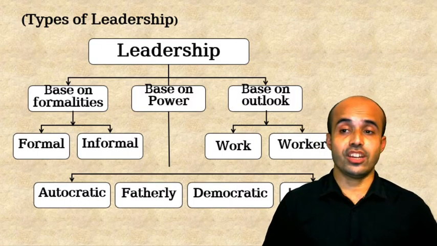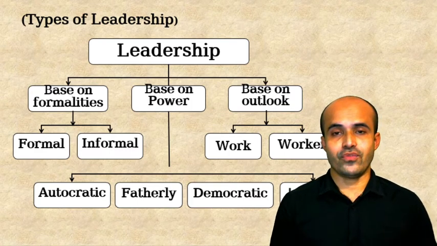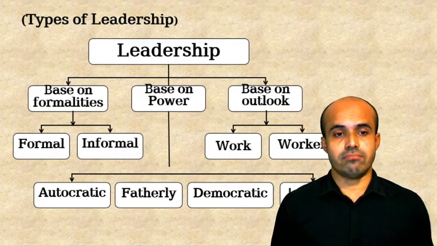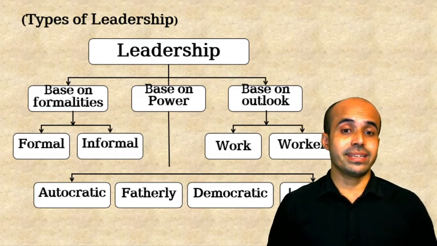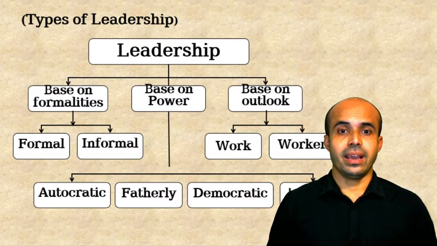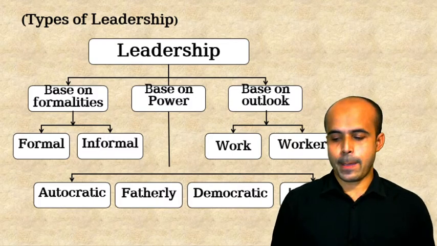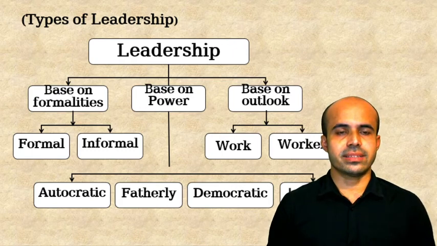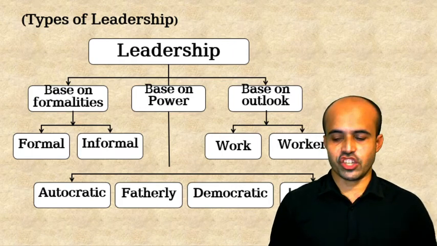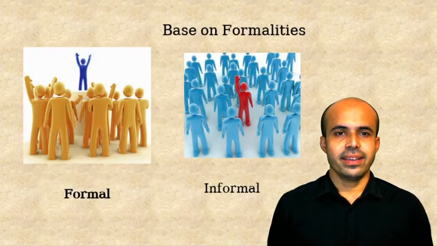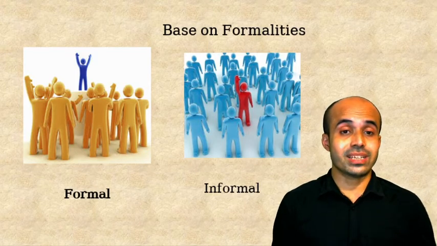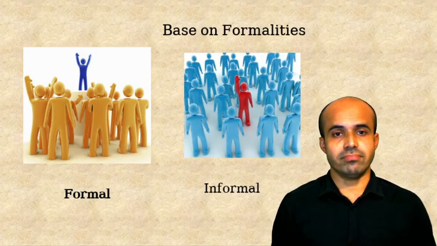Based on formalities, there are two types: formal and informal. Based on power, there are four types: autocratic, fatherly, democratic, and laissez-faire. And based on outlook, work, and worker, there are two types. So let's have a short discussion on this classification. Now coming to based on formalities, that is the first classification of leadership.